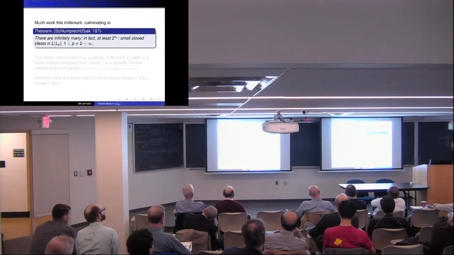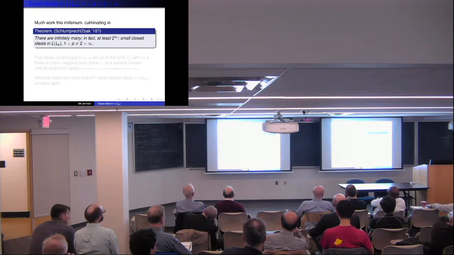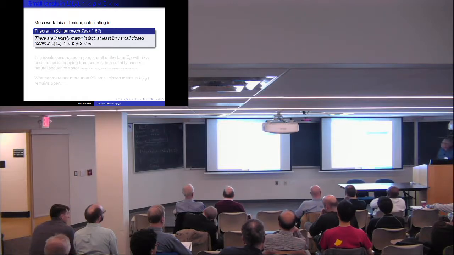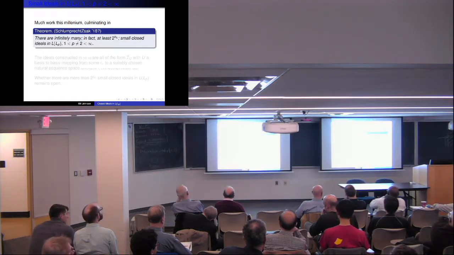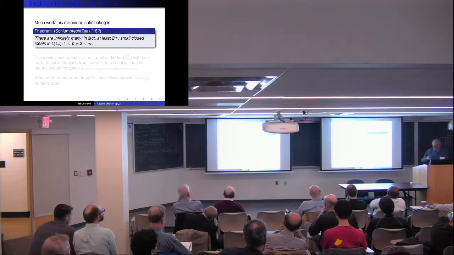Now, what about small ideals? Well, there's actually a considerable history of small ideals, most of which occurs in this century. But I won't give the history, just jump to the end, which was a theorem done by my colleague Thomas Schlumprecht and his collaborator Andras Zsák just this past year. I think it's going to appear in 2018, that you get infinitely many, and in fact a continuum of small closed ideals in the bounded operators on L_p, where p is in the reflexive range, and of course different from 2.